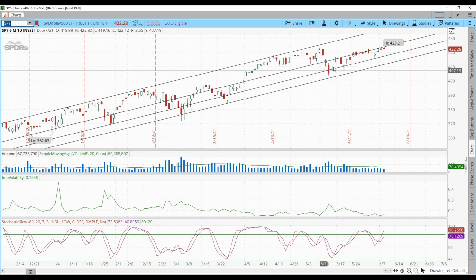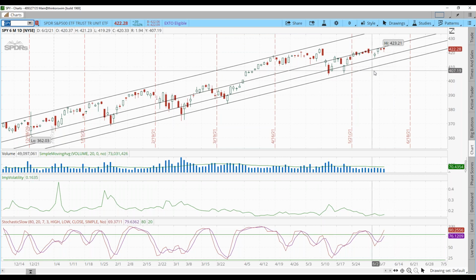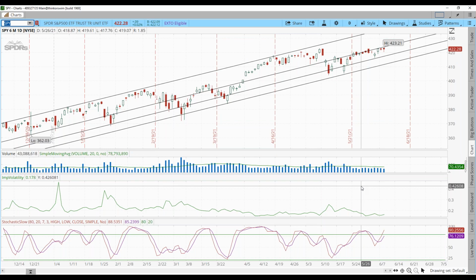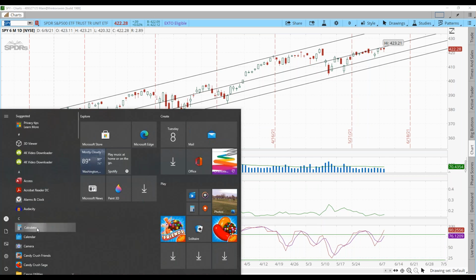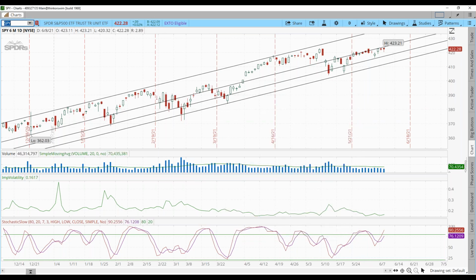So what happens if we have a correction? Well, let's start with what a correction is. Dropping to here is not a correction. It's only 16 points, right? That's like 6-7%. Our high is 423.21, which we hit today. So 423.21 times 0.9. That is a correction right there, 381. Okay. So let me put that in.